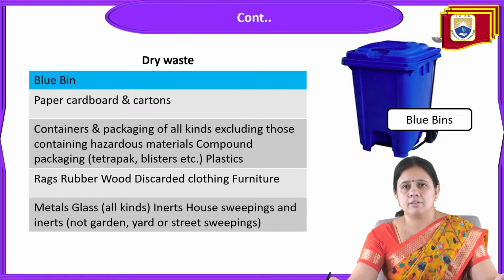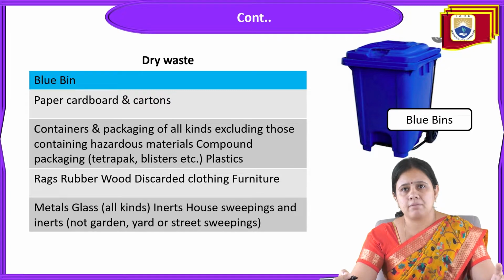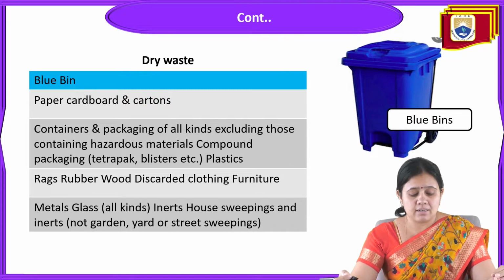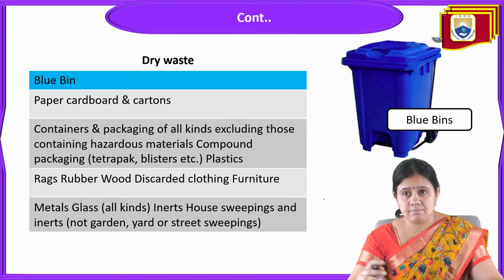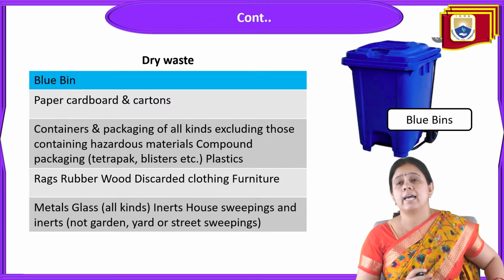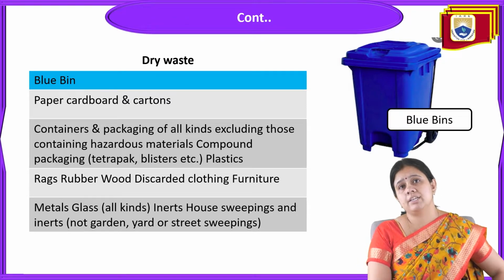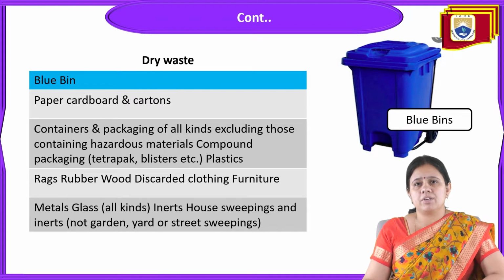Paper, cardboards and cartons, containers and packaging of all kinds of material, including packaging like Tetra Pak, blister, plastic, rag, rubber, discarded clothing, furniture, metal, glass, inert house sweeping, and inert, not garden, yard or street sweeping. So all these types of waste come under the category of blue bins, and blue bins have been installed in our society, or in the apartments where we are living.